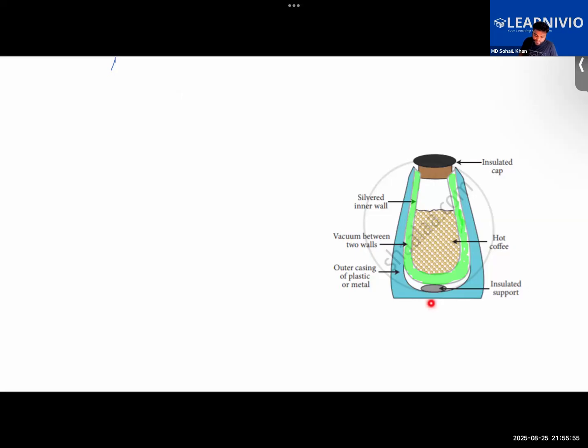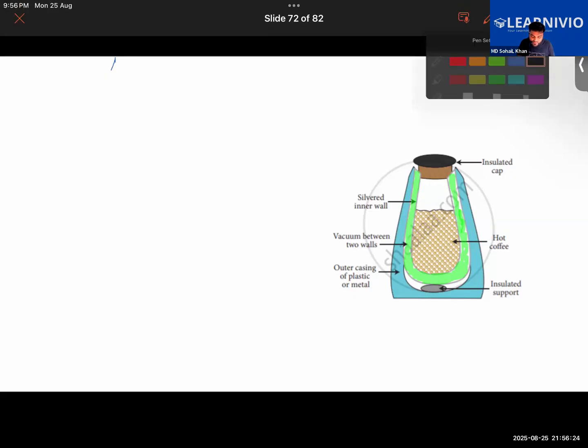There are two layers of the thermos here. The outer layer and the inner layer, that is the silvered inner wall, and the outer layer is basically covered with plastic. In between the outer layer and the inner layer, there's a vacuum. This vacuum, the one shaded in green color, is what I am showing you.